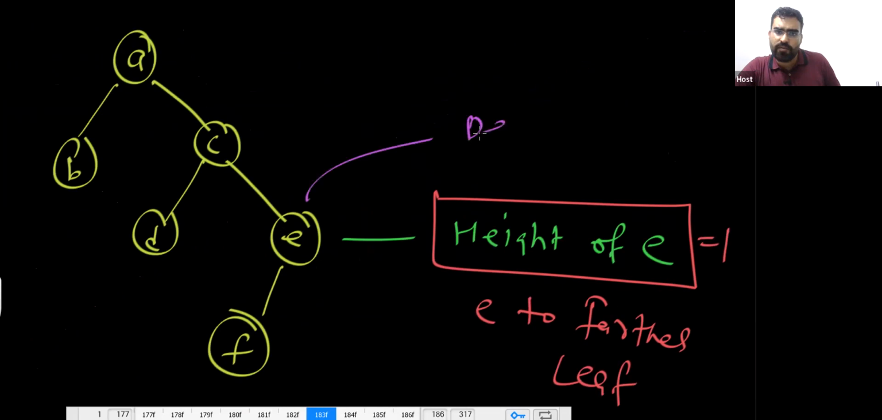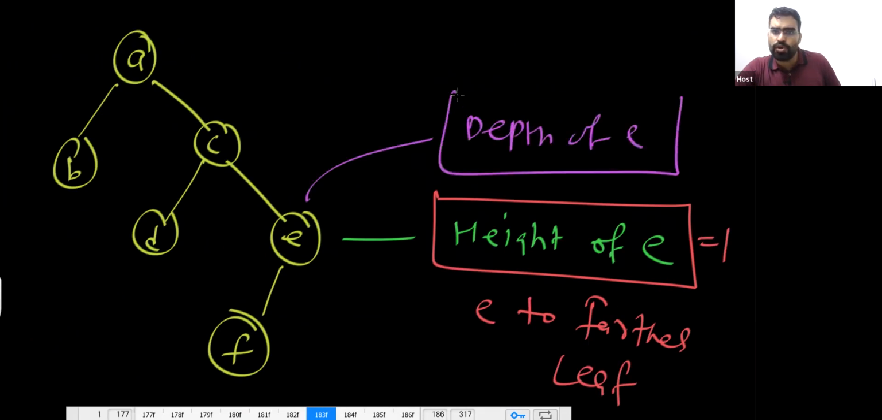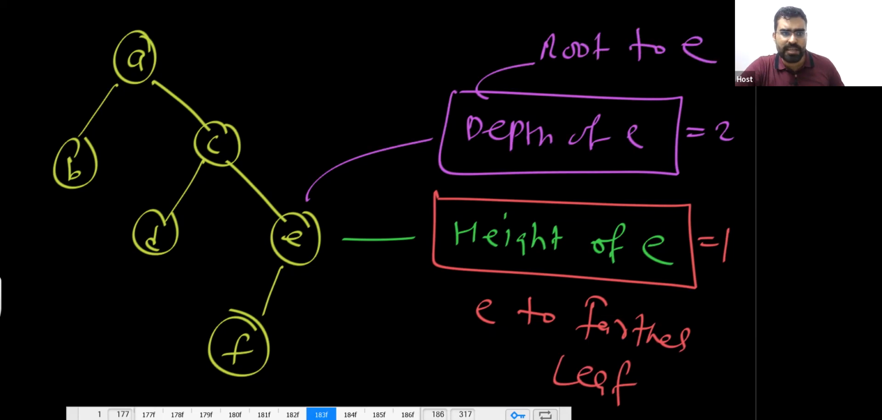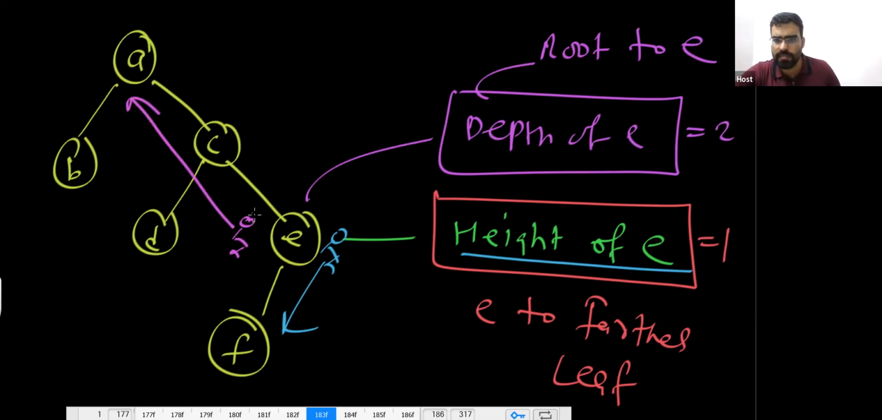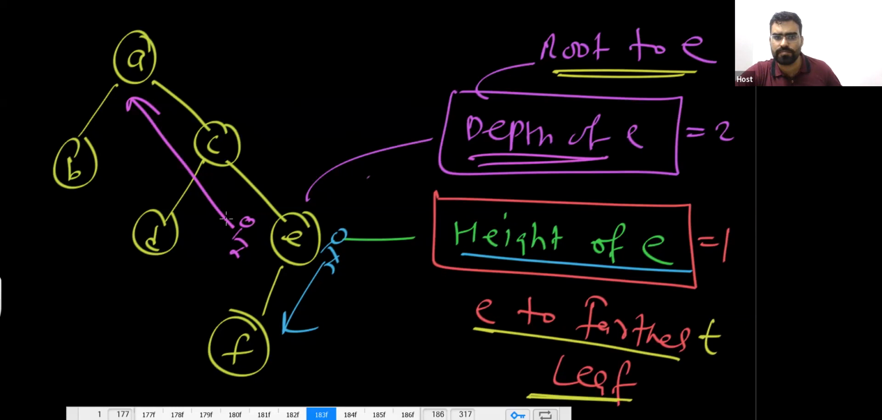And what will be depth of E? That will be root to E. So basically, if you want height of E, you will look down. If you want depth of E, then you will look above. Is this clear? Height of E, you look below. Depth of E, you look above. So depth of E means root to E, and height of E means E to farthest leaf. Is this clear now?